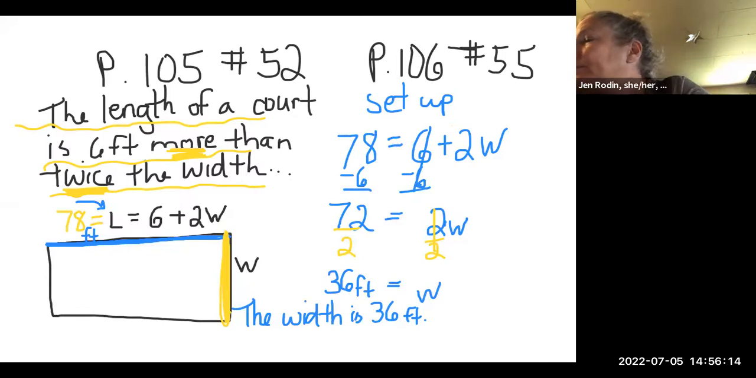I would have guessed like 35, maybe 30. And also from playing tennis or being at a court, if you've seen one. Anyway, that's the answer to that one. Does anyone have a question about that one?